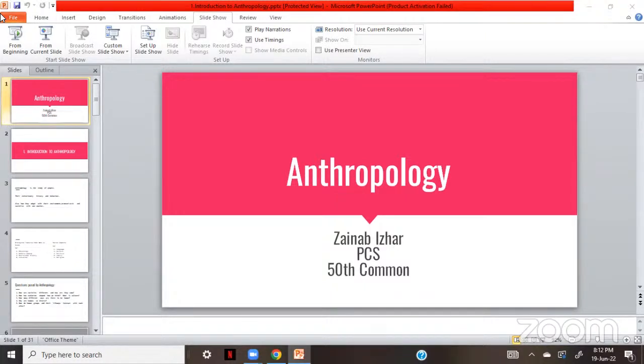I recently cleared my CSS exams in 2021, and alhamdulillah, I've been allocated in Pakistan Customs, and I belong to 5th Common. And anthropology is one of those courses that I took. So I cleared my CSS in second attempt, and I took this course in both my attempts. But the thing is, the first time I couldn't score that well.